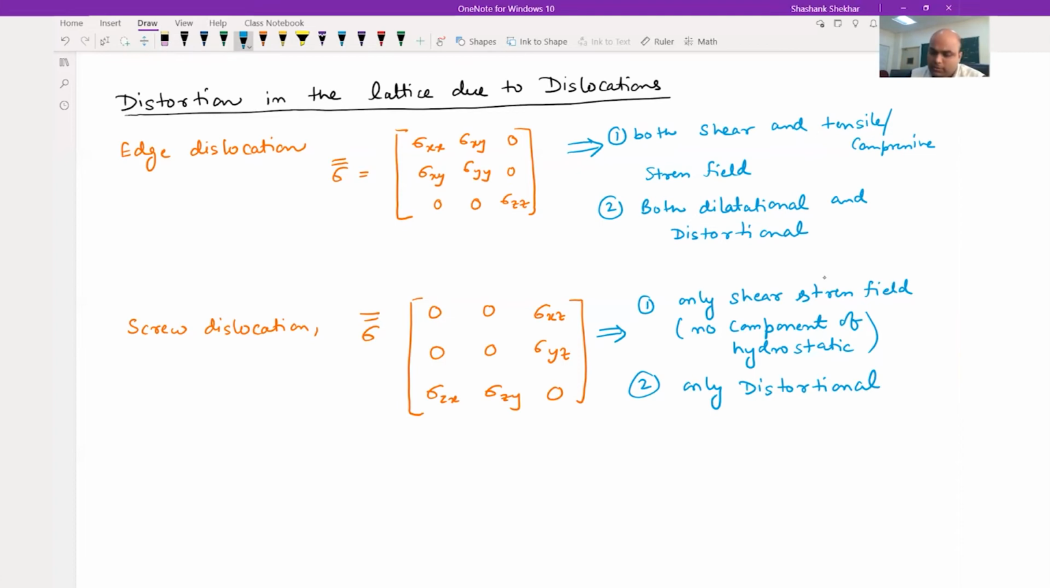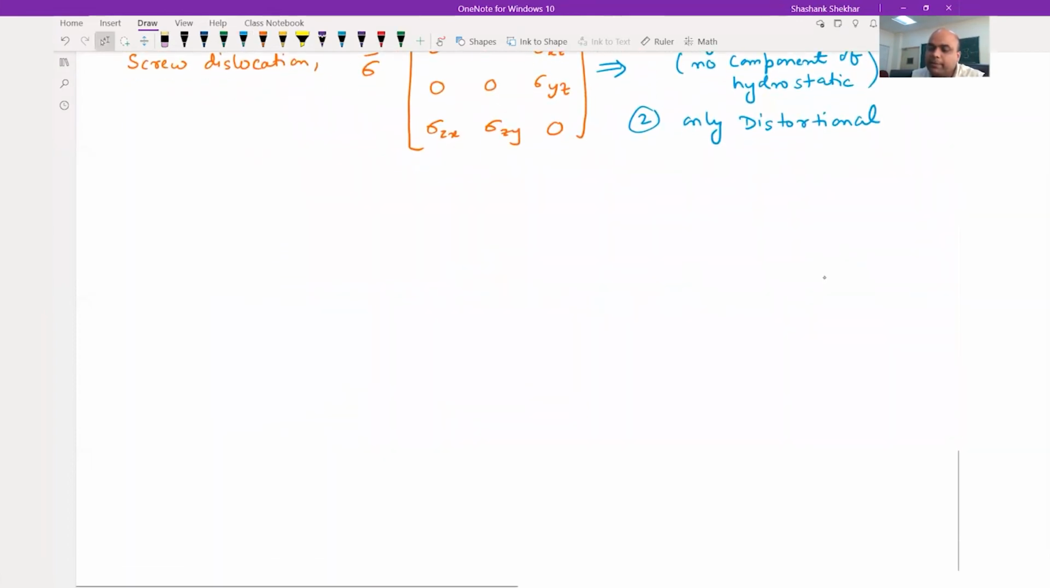Okay, so when you have the presence of dislocations, edge or screw, both are going to be associated with a stress field around them. In edge, you are going to have both components, dilational as well as distortional, whereas in screw, you are going to have only a distortional component. Now we have understood the stress field in both dislocations as well as solute atoms. Now let's try to correlate both of them and understand the increment in the strength.